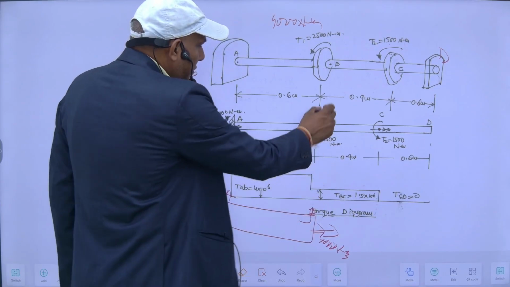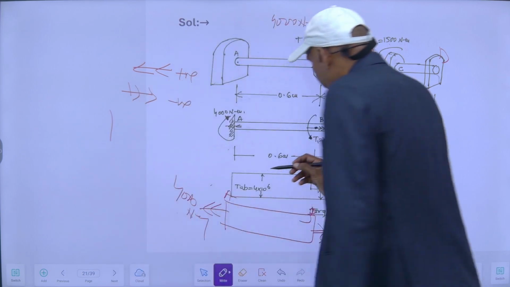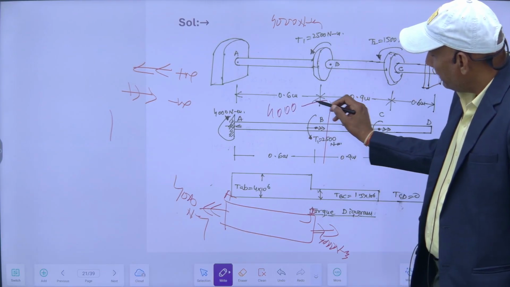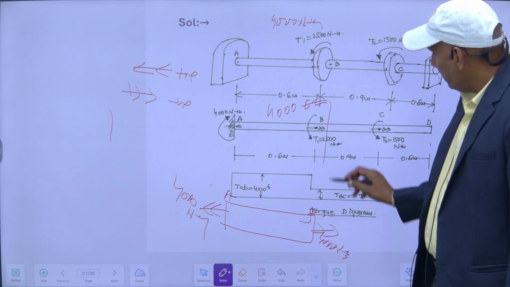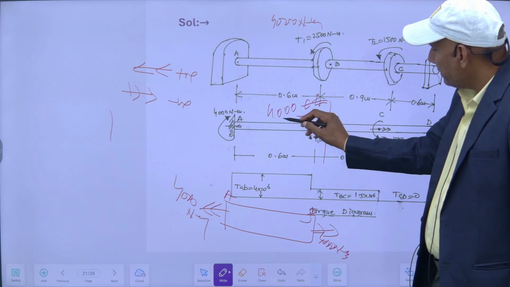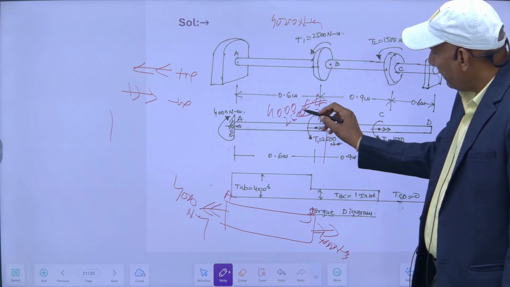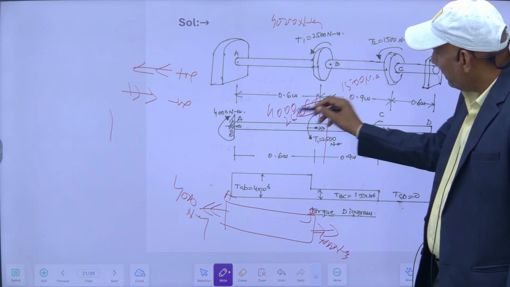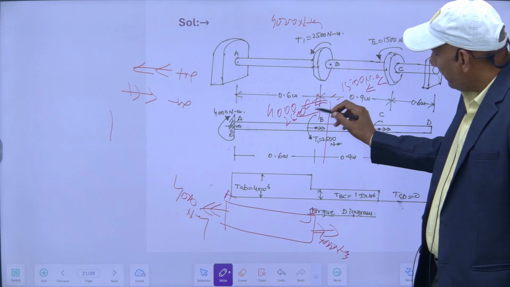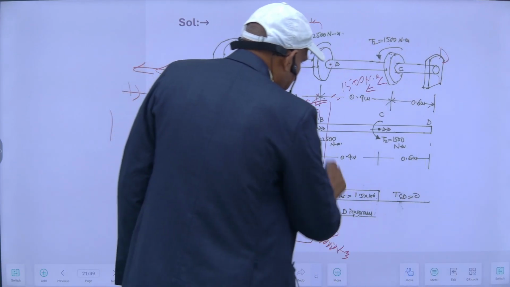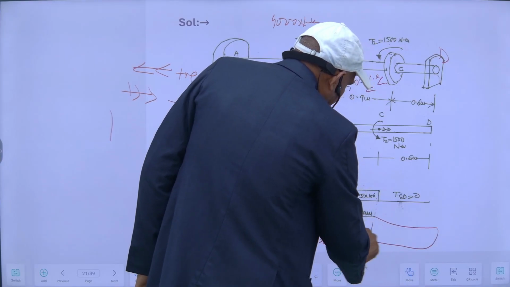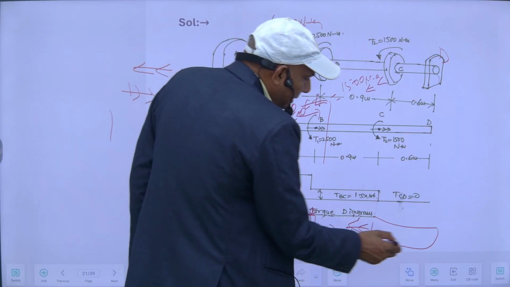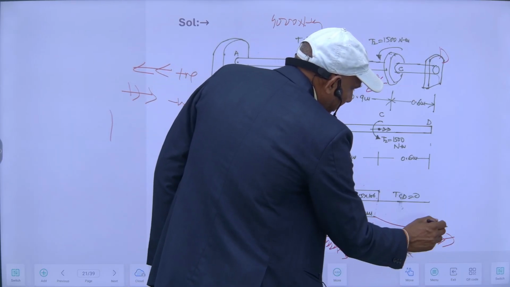And for this portion, 4000 is acting in these directions, and this 2500 is in these directions. So the net will be this: 1500 Newton meter will be in this direction, because this is more. So for this BC portion it will be like this, 1500 Newton meter, and apply the exact equal and opposite. It's not required to be calculated here.